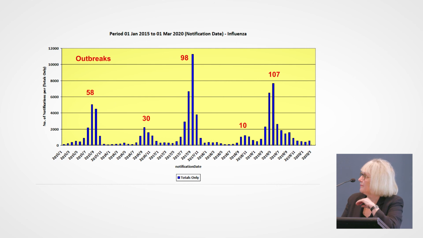This is just the table I showed you before of the number of cases in South Australia, and the red numbers are the number of outbreaks we had reported in those years. So it does roughly correspond with the number of cases as you'd expect. But last year we had 107 outbreaks in aged care facilities that we were trying to assist with, which was very time consuming for us.